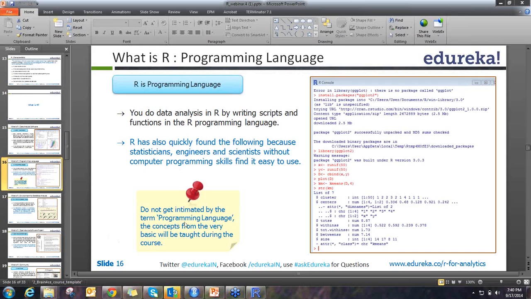So again, coming back here, don't get intimidated by this programming language thing, okay? Although it's a programming language, in the course of R, it's taught from the very beginning. So you shouldn't be very scared to learn a programming language, thinking that you won't be able to do it. No, it's taught from the very beginning. Fine. So coming to the next part.